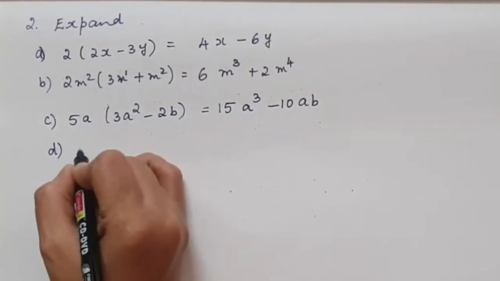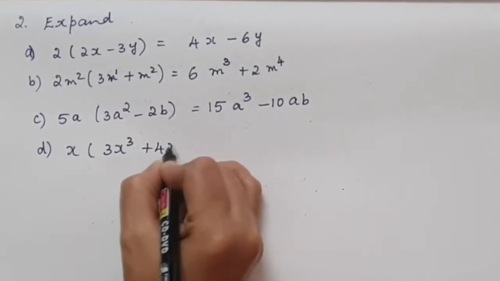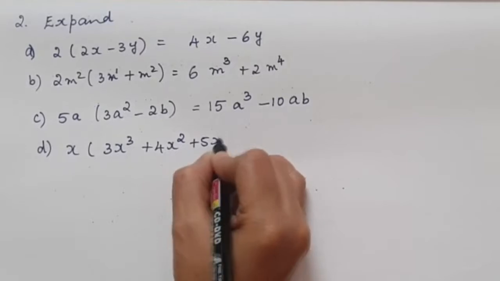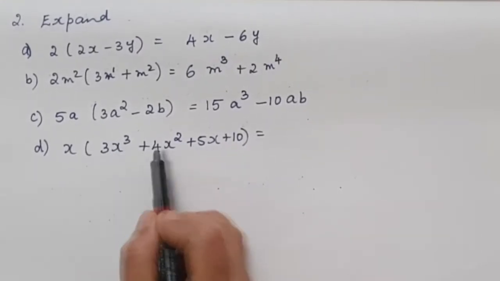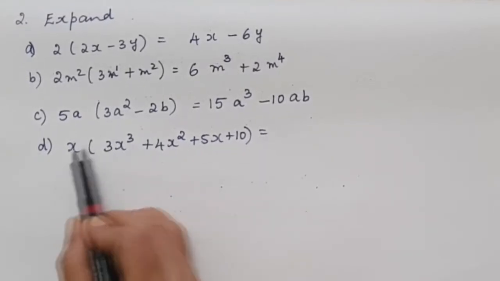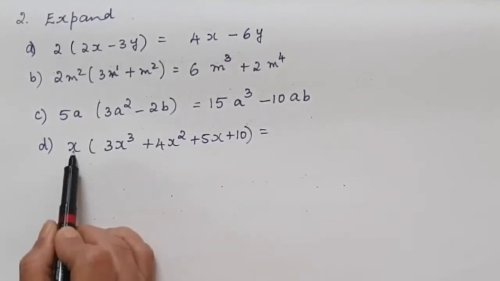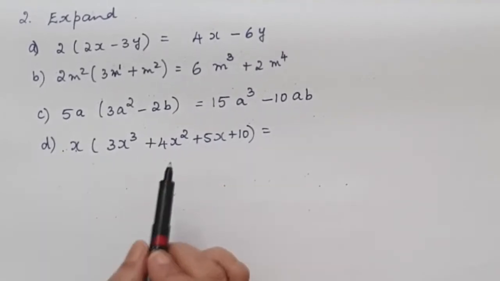Now D, x into 3x cube minus 4x squared plus 5x plus 10. Here instead of 2 numbers, we have 1, 2, 3, 4 numbers in the bracket. So each and every term has to be multiplied with x, which is outside the bracket. If it was 2x, you'll be multiplying 2x with each and every term.